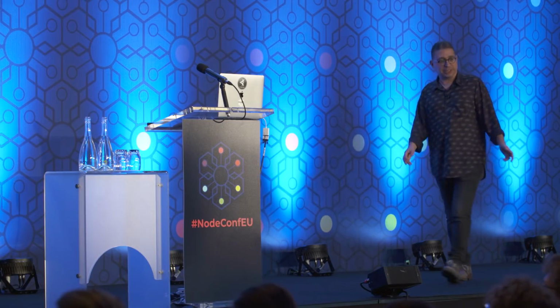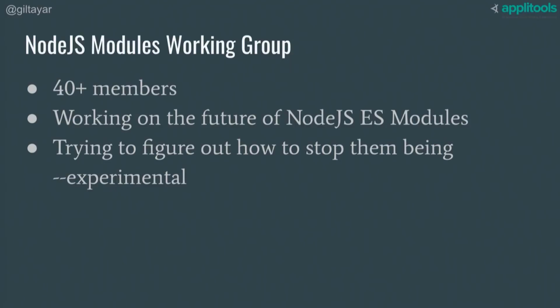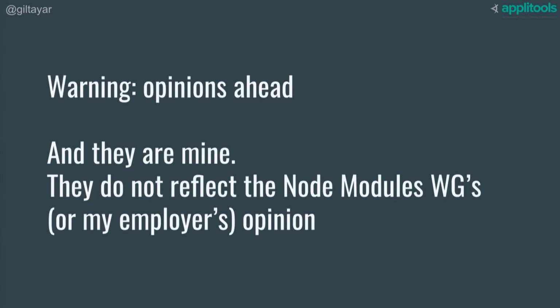Okay, future. I have a lot of time. What are we working on in the Node.js modules working group? So first of all, we have lots of members. We are working on the future of Node.js modules, ES modules. Some things aren't yet in Node.js, and I'll talk about that. But we're also trying to figure out how to stop them being experimental. And please, these are my opinions. From here on, they are not the opinions of the Modules working group or my employer, who really doesn't care about this.